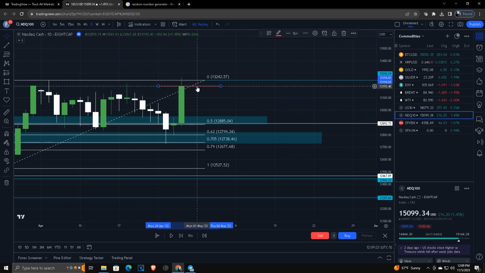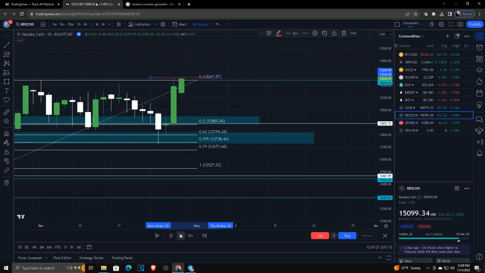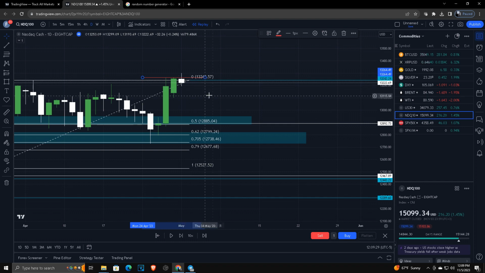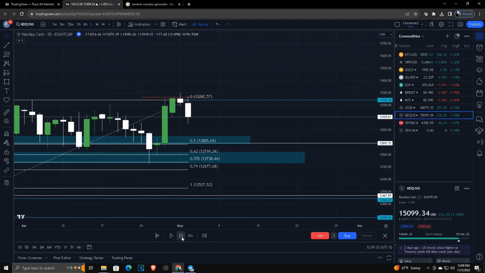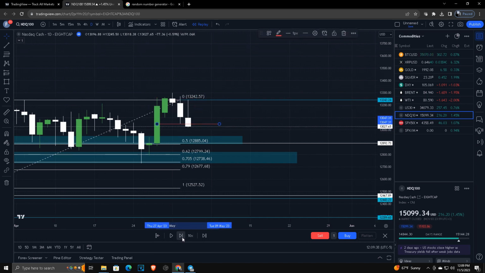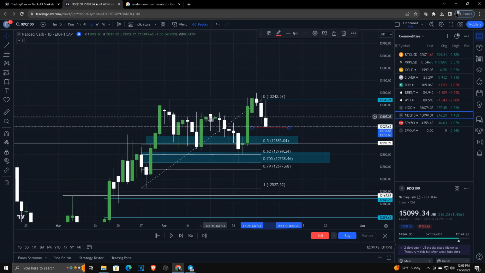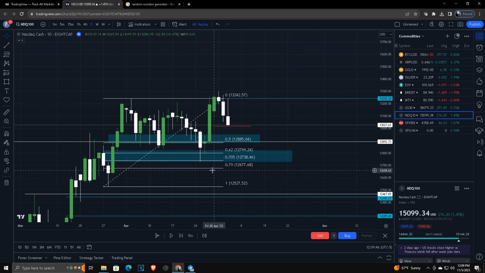We take this high again. Let's see if we can take this high. Don't quite take it. We wick above it. We don't get it. It's going to start making a move back down. So this created almost like a double top scenario where we might see some price range back down.